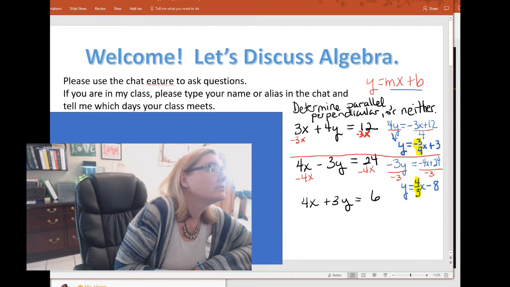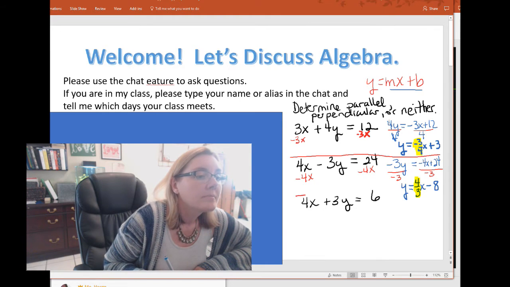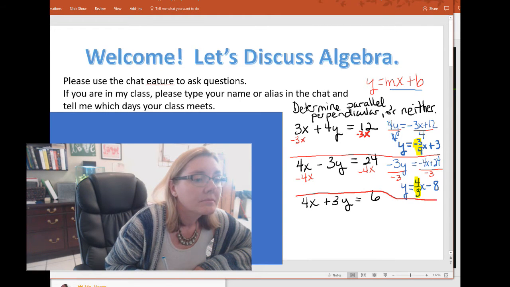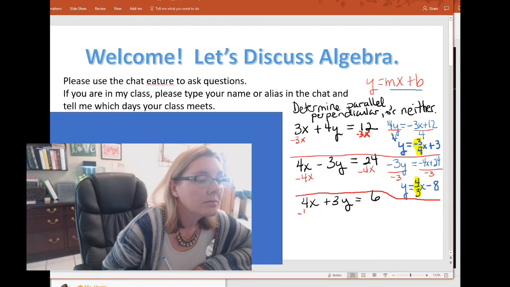Okay, let's look at the third equation. In the third equation, the steps are still the same. We always move the x term first, so I'm going to subtract 4x from both sides.